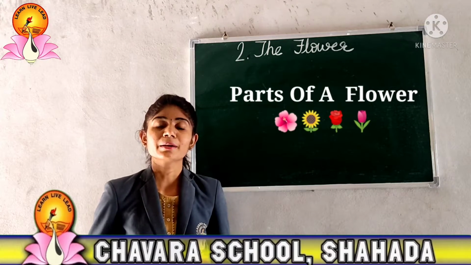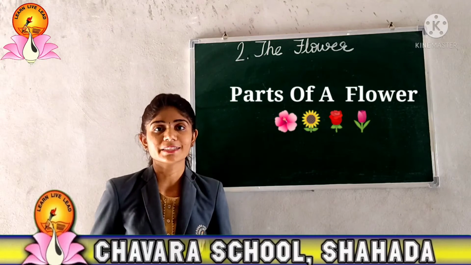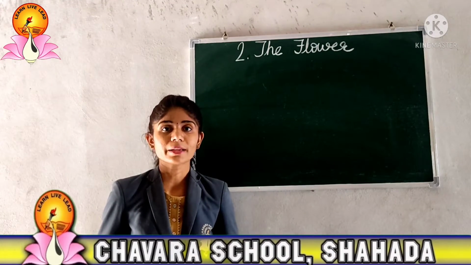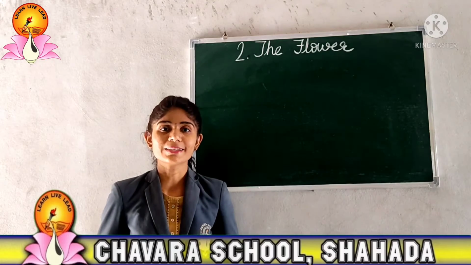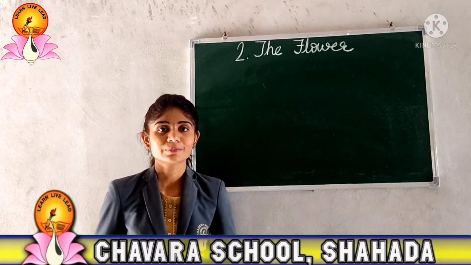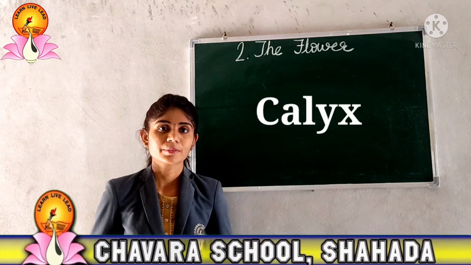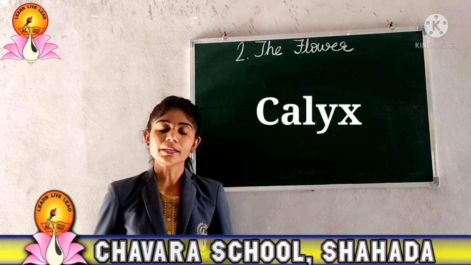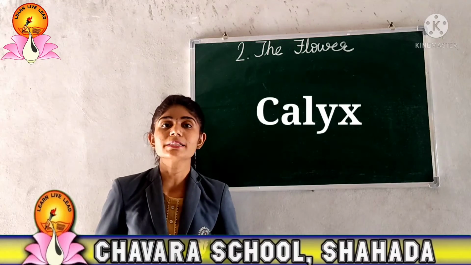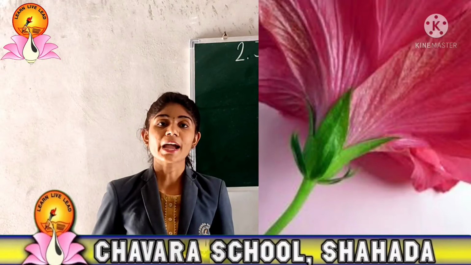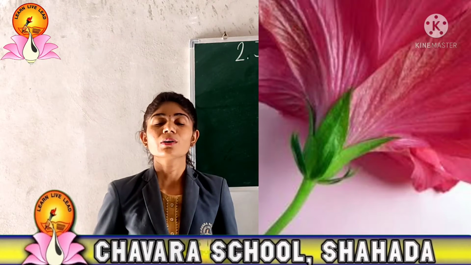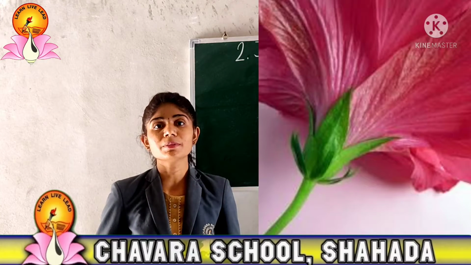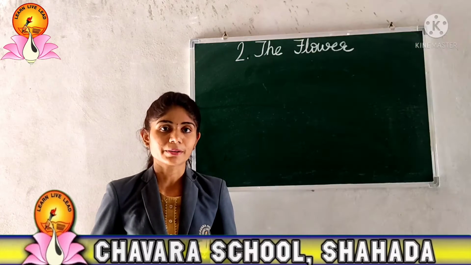Now let's learn the different parts of the flower in detail. Each part is arranged in such a way that we call them four whorls. So let's learn the four whorls in detail. First, calyx. This is the outermost whorl present in the flower. It is made up of tiny green leaf-like structures called sepals, and during the growing stage of the bud, sepals protect the bud.